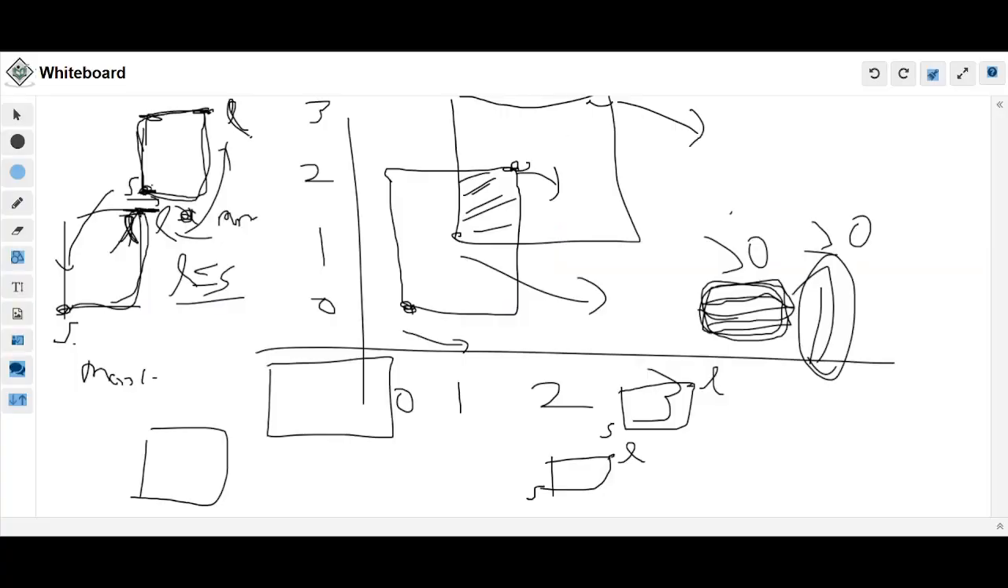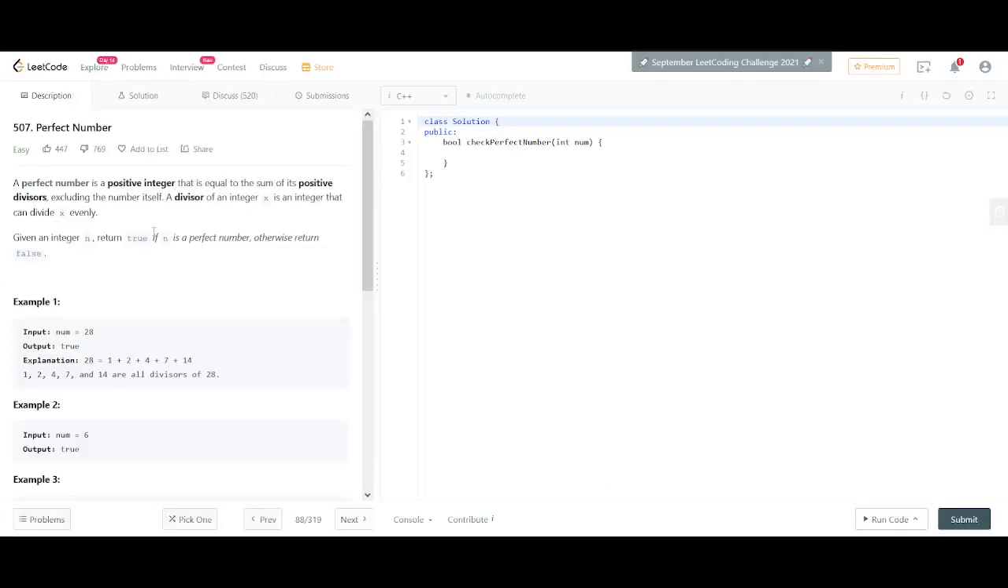So after that, we have a question called perfect number. A perfect number is a positive integer that is equal to the sum of its positive divisors, excluding the number itself. A divisor of an integer x is an integer that can divide x evenly. So we need to check for a perfect number, which is a positive integer that is equal to the sum of its positive divisors.